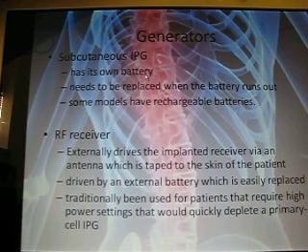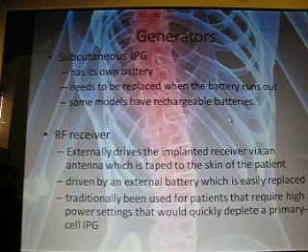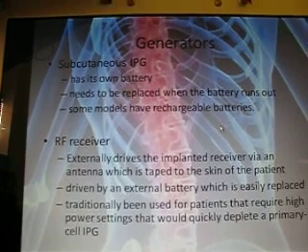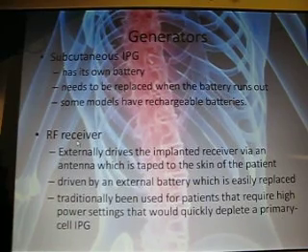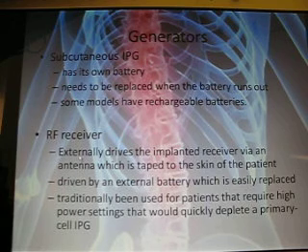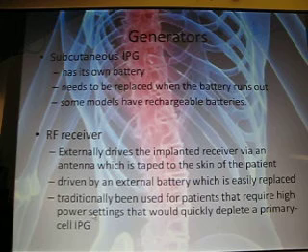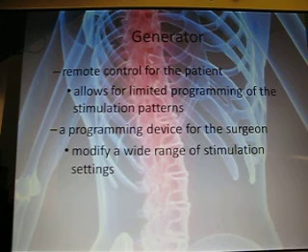The IPGs, implanted pulse generators implanted inside of the body, need a battery, so the battery will run out and needs to be recharged. Usually, if the battery is not rechargeable itself, a surgical operation is necessary. But the RF receivers do not need any surgical operation. They are externally driven by a transmitter, both in power and signal, and they are traditionally used for patients that require high power settings that would quickly deplete the primary cell IPG.